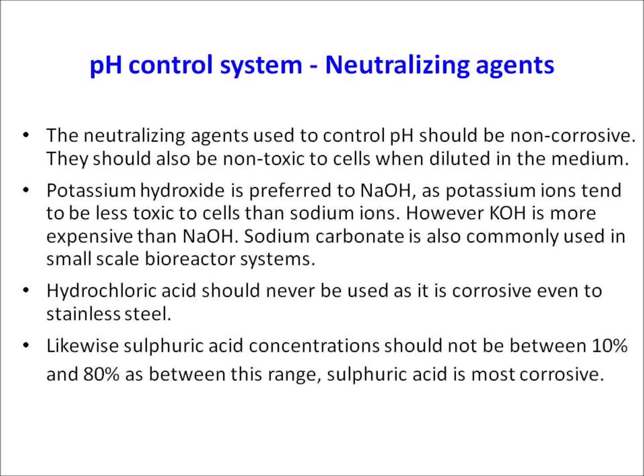The neutralizing agents used to control pH should be non-corrosive. They should also be non-toxic to cells when diluted in the medium. Potassium hydroxide is preferred to NaOH as potassium ions tend to be less toxic to cells than sodium ions. However, potassium hydroxide is more expensive than sodium hydroxide. Sodium carbonate is also commonly used in small-scale bioreactor systems.